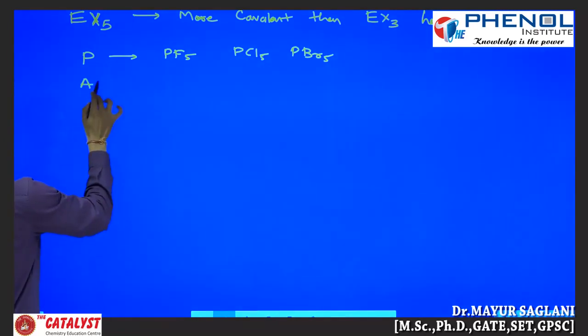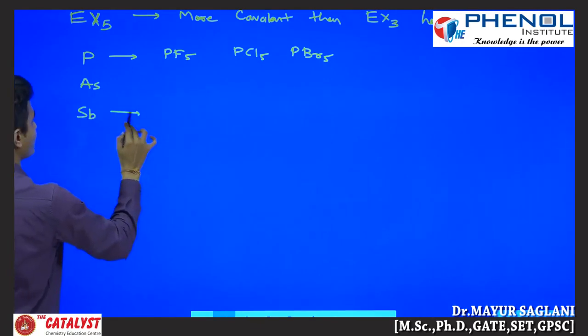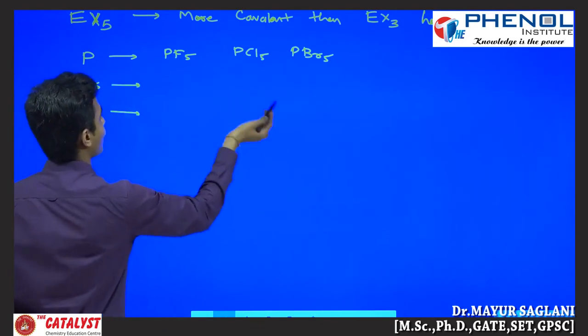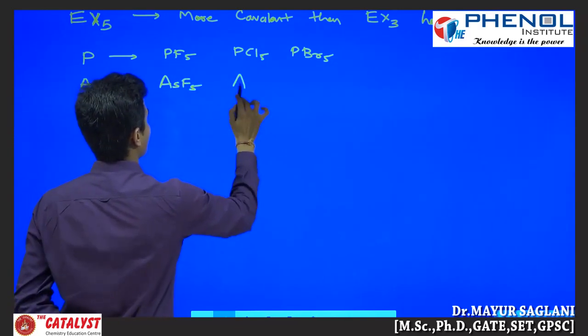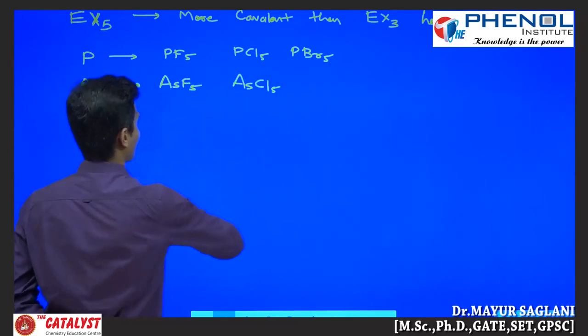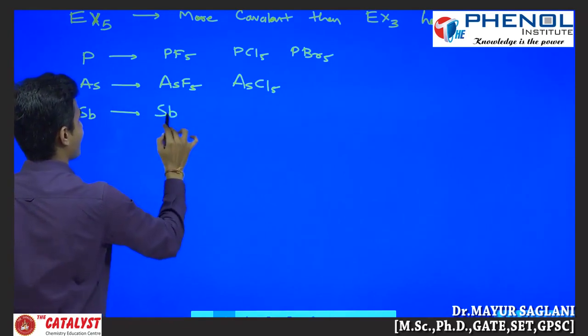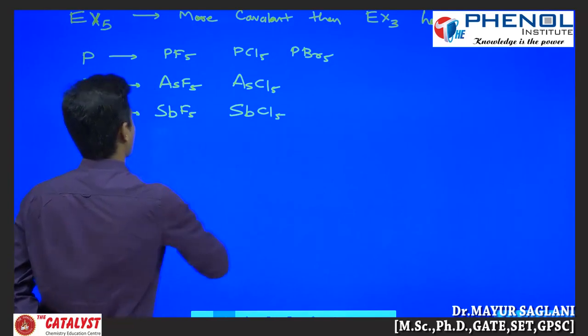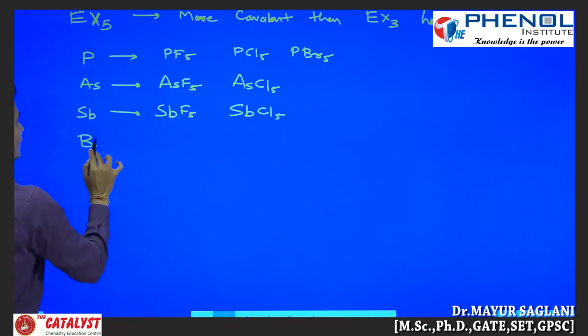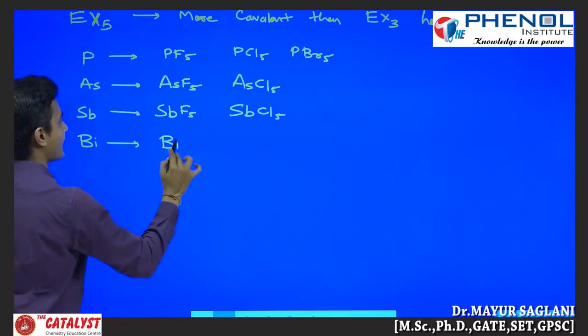Likewise, arsenic and antimony form fluorides and chlorides, that is AsF5 and AsCl5. Likewise, Sb can form SbF5 and SbCl5. Likewise, bismuth only forms BiF5.